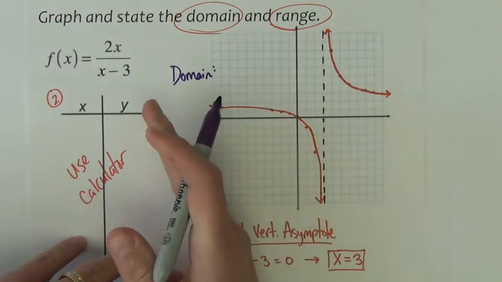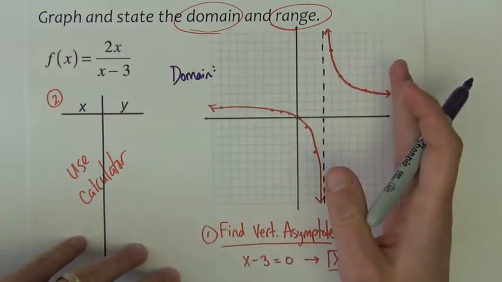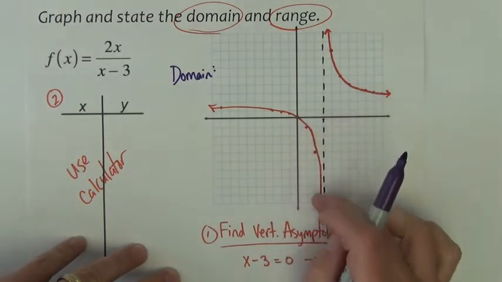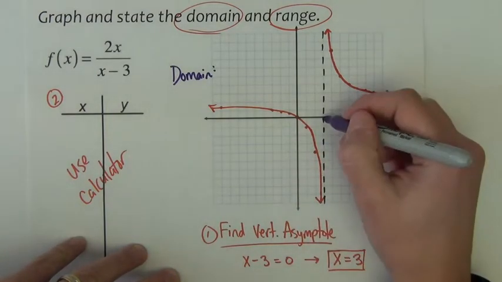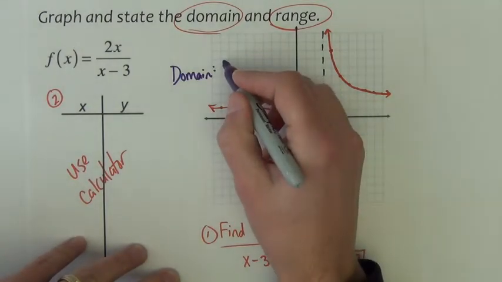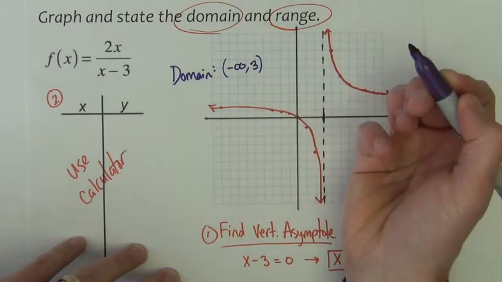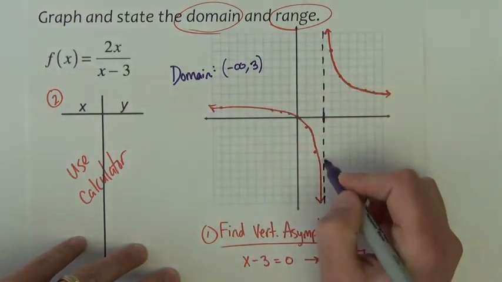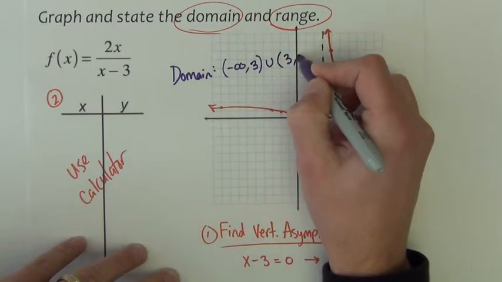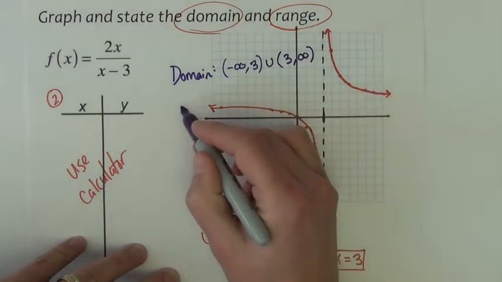Well, domain is essentially every value on this graph, every point on this graph has an x value except for 3. And that's right here, right where the asymptote is. So I'm going to write my domain negative infinity to 3. Okay, that's this side of the asymptote. And then 3 to infinity. That's this side of the asymptote.